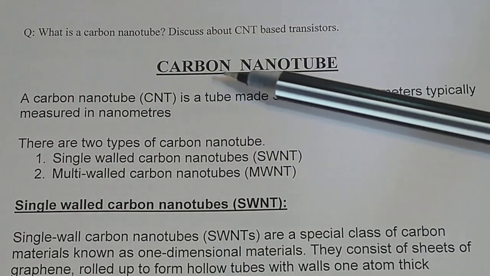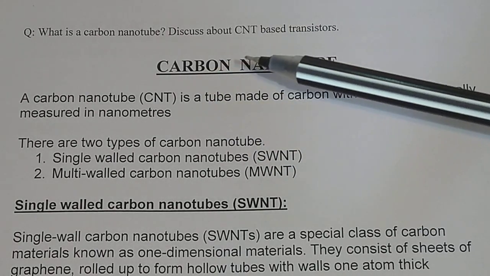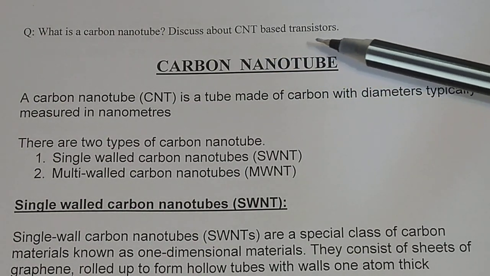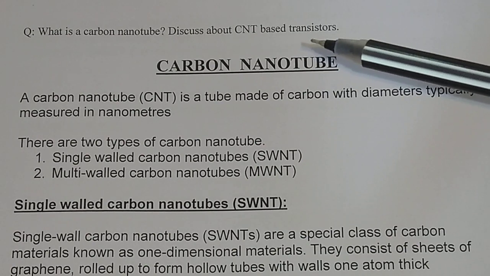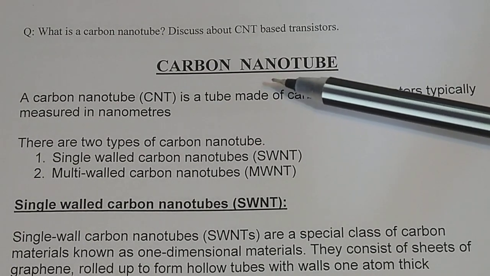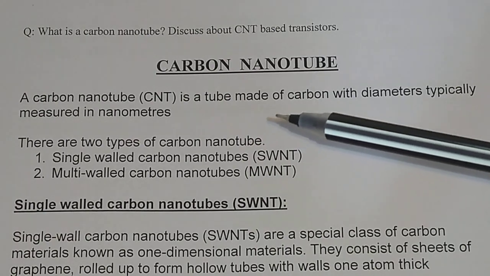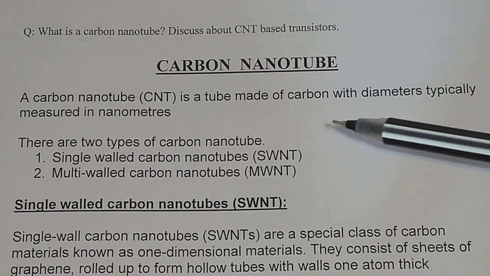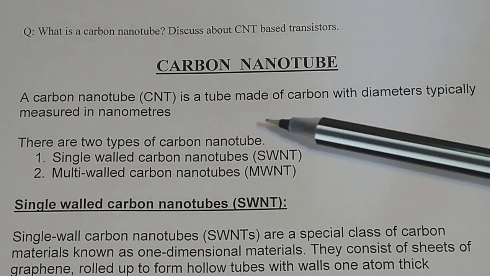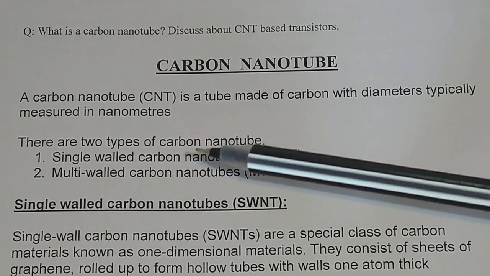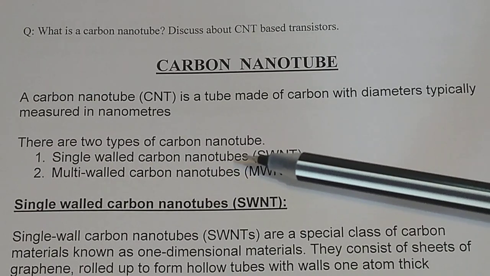What is carbon nanotube and discuss about CNT based transistors, that is carbon nanotube based transistor. What is carbon nanotube? A carbon nanotube is a tube made of carbon whose diameter is typically in the order of nanometers. There are two types of carbon nanotubes.